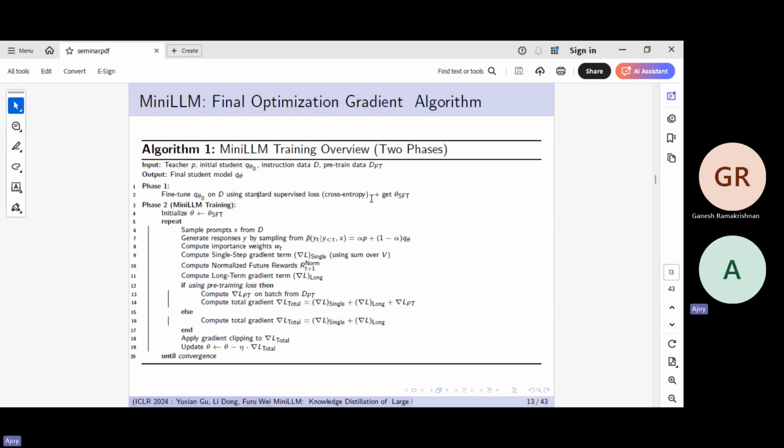This is the training algorithm. For the student, they first fine-tuned with the cross entropy loss, and then over the prompts of x, they did random sampling. They gave weights and multiplied with delta L single and delta L long, and if there is a pre-training loss, then add that. Otherwise, the total loss is delta L single plus delta L long, and that is updated.